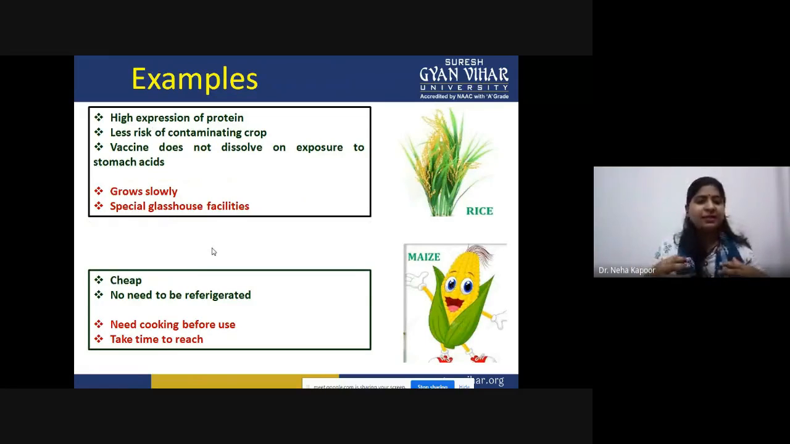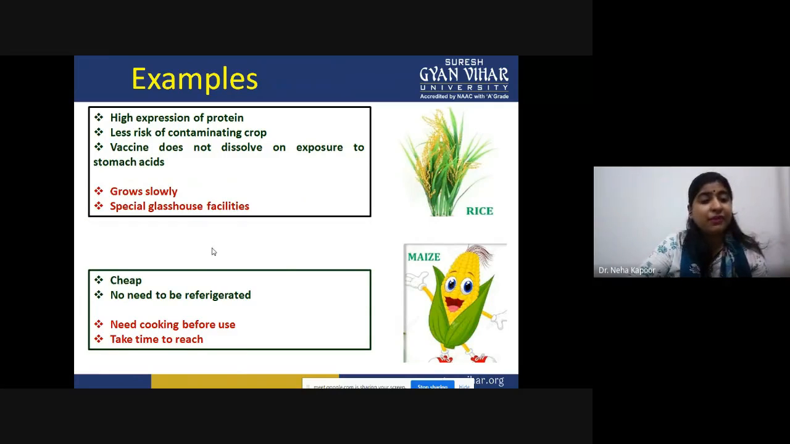In the case of maize, it is quite cheap. You need not have any transportation or refrigeration cost associated with it. However, there is a need for some cooking before use, and it is time-consuming. There are a few more examples of edible vaccines.